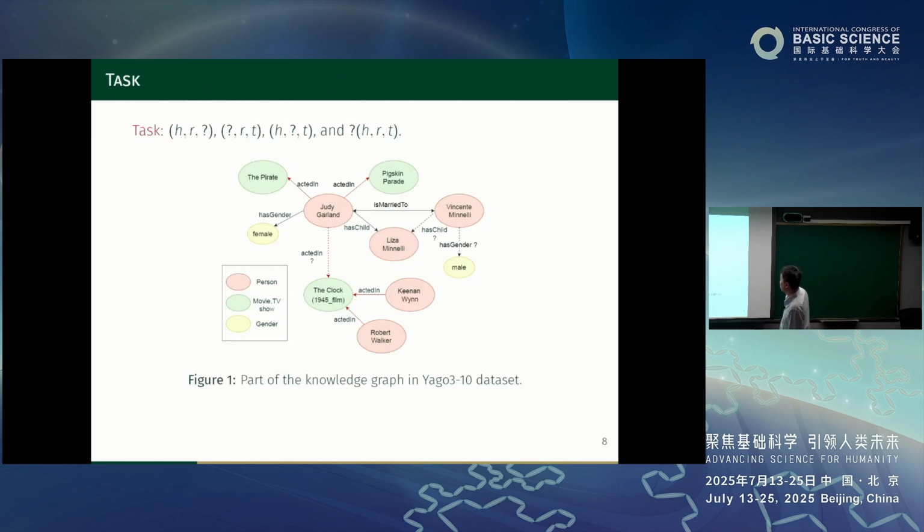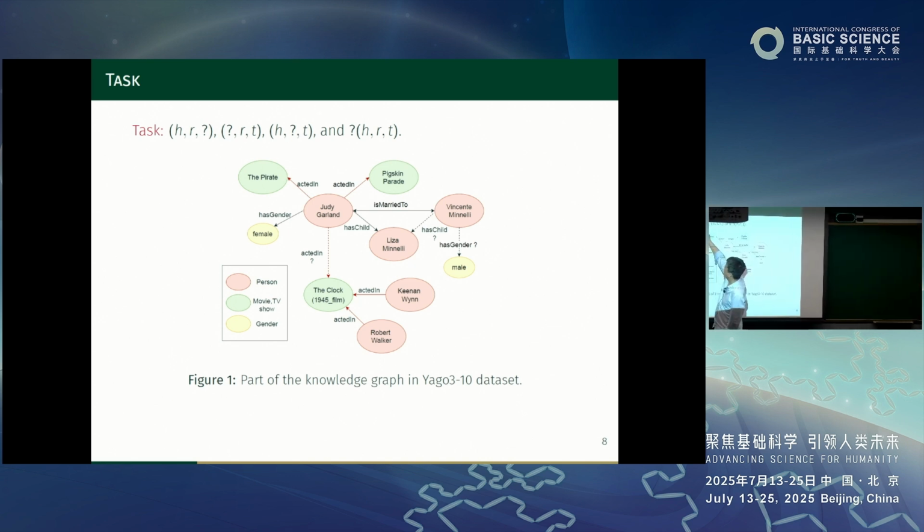Okay, here is an example. In the embedding-based method, there are four types of tasks. Here you have the head entity and relation, and you want to know its tail. You have its relation and tail, and you want to know its head. You have H and T, and you want to infer the relation between them. And the last one is to determine whether this triple is true or not.